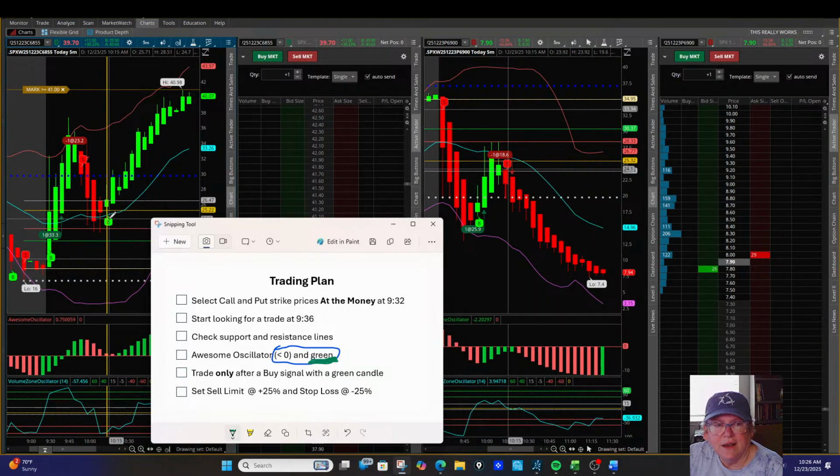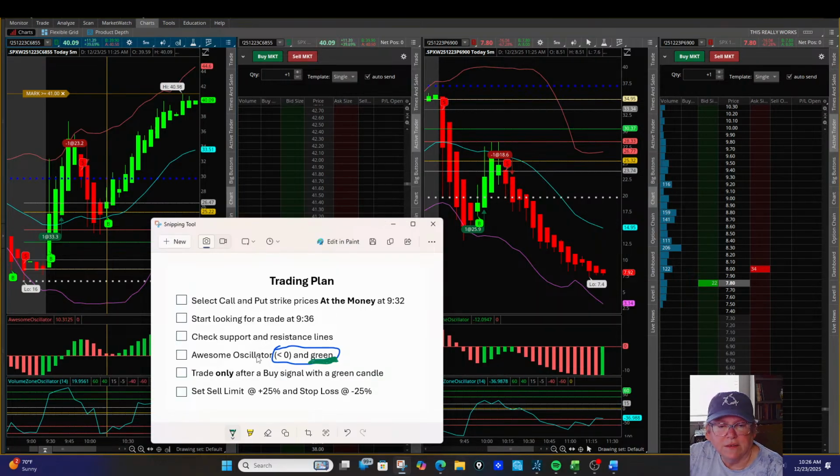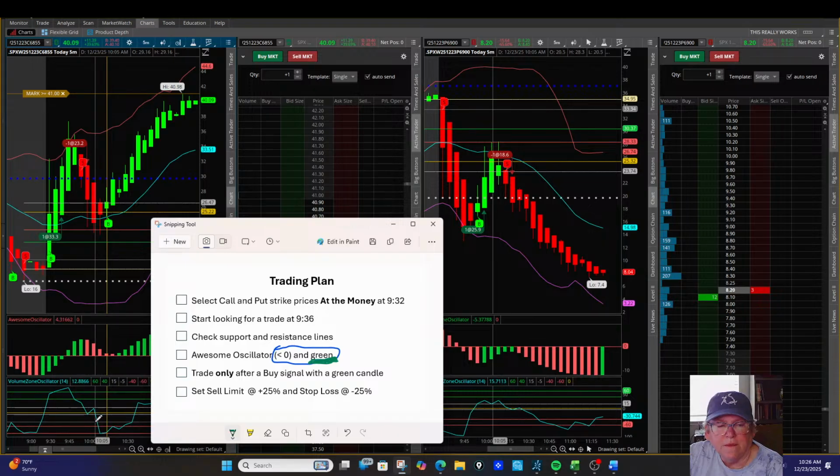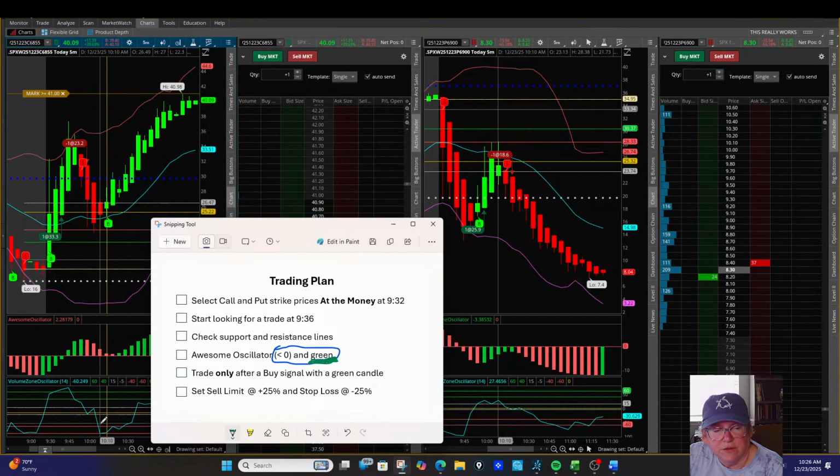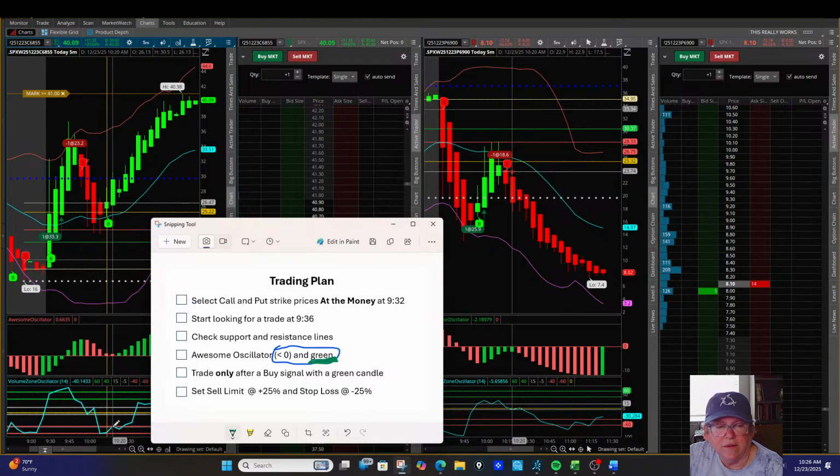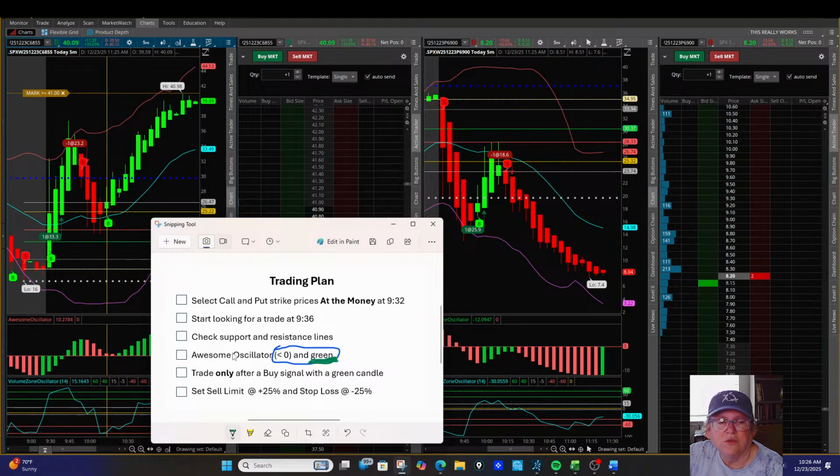I did not buy here at this buy signal because one of my rules is that the awesome oscillator needs to be less than 0, and here it was a little bit above 0 and it was red. So we were testing this out: when the volume zone oscillator drops down, is it then okay to trade if it's above 0 and red?